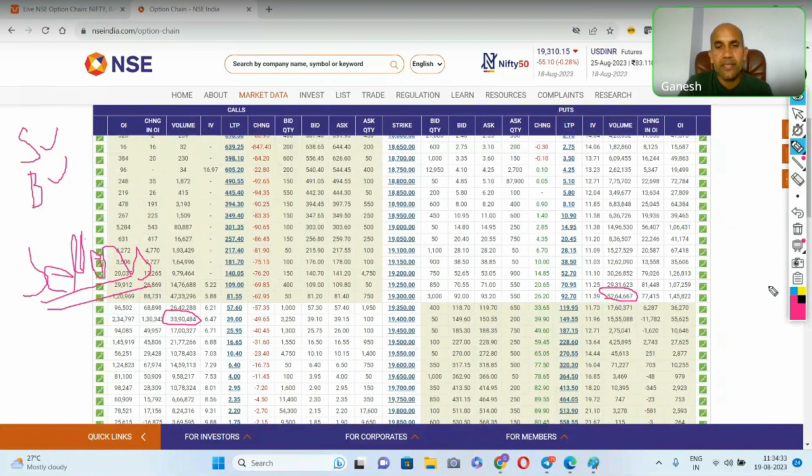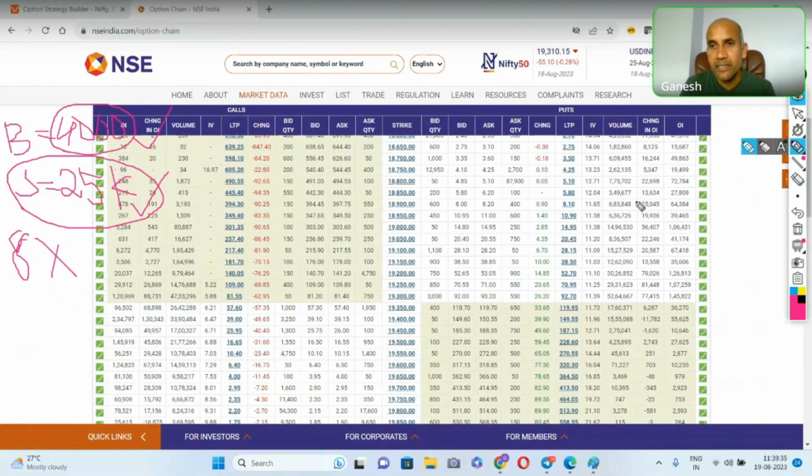You may ask, why sellers? Why not buyers? See, 33 lakh or 52 lakh sold means equivalent buyers are also there, right? Who are the buyers? Obviously, buyers are retailers. I'll tell you why this assumption is true. Let's see here. What is the next big contract? This is 19,000 at 11 rupees.